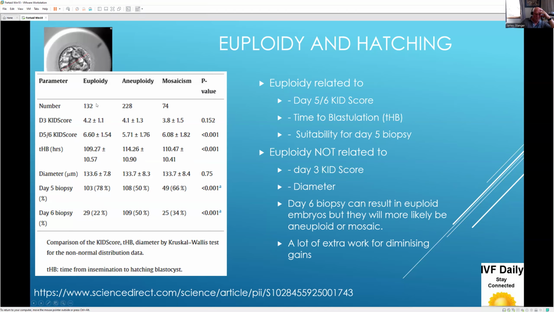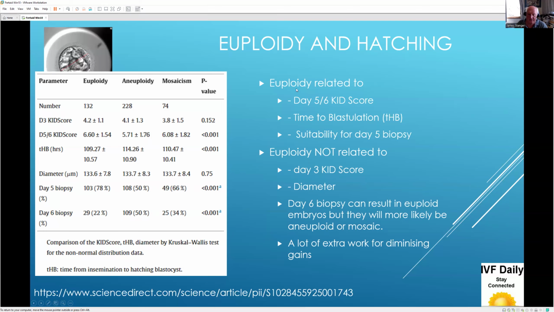The day the embryo was biopsied, on day 5 or day 6: the majority of euploid embryos, 80%, were biopsied on day 5. And for aneuploid embryos, half were biopsied on day 5 and half on day 6. So if you're growing an embryo out to day 6, you suddenly go from a 4 in 5 chance of being euploid down to about 1 chance in 5.